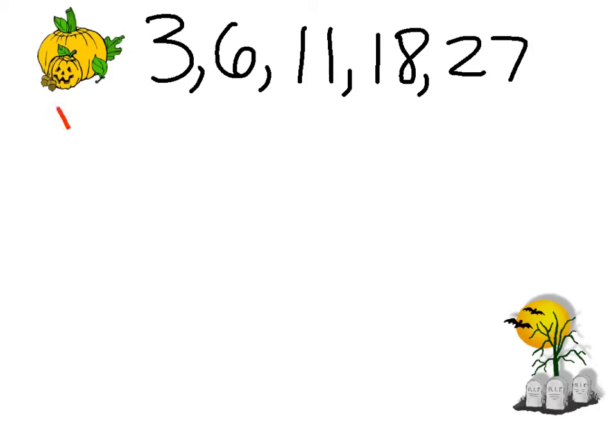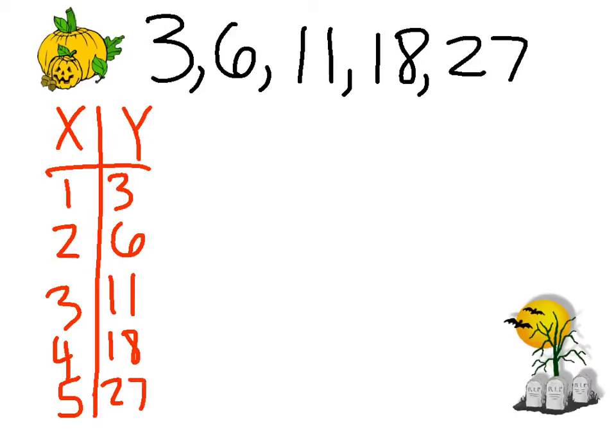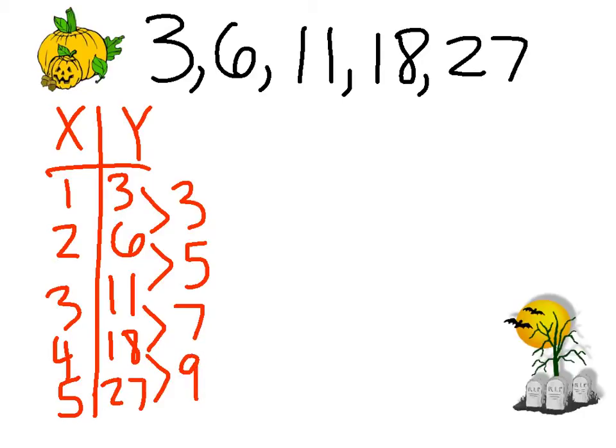Okay, go ahead and try it. Fill out our table of x and y's. We have 1, 2, 3, 4, 5 for our x's. Fill in our y's. Okay, when we take the difference for the first time, 6 minus 3 is 3. 11 minus 6 is 5. 18 minus 11 is 7. And 27 minus 18 is 9.